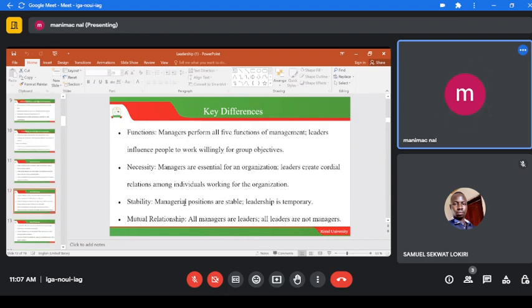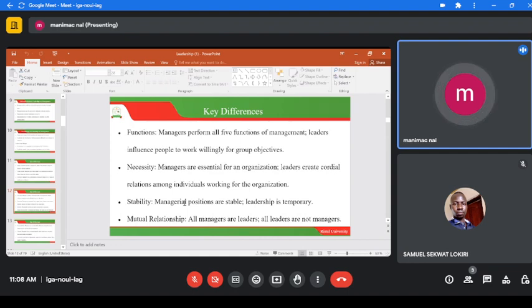Furthermore, in terms of functions, managers perform all the five functions of management, like coordinating, leading, organizing, and so many other things. However, leaders influence people to work willingly for group objectives. They don't perform all those five functions of management that we looked at. They only make sure that all members, all groups of individuals, are willing to perform their specific job, if they are given that job.